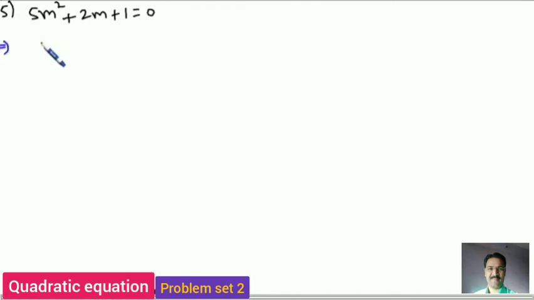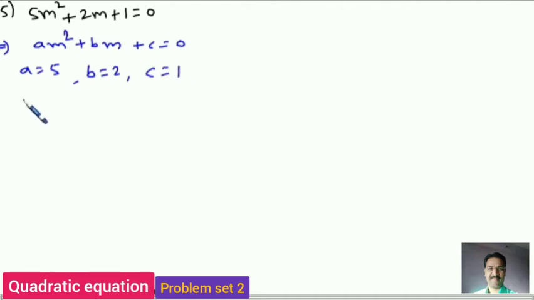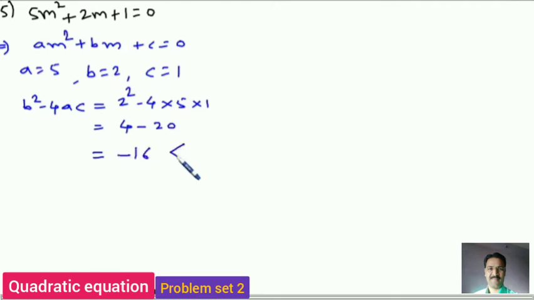That is am square plus bm plus c is equal to 0. Compare. a is equal to 5, b is equal to 2, c is equal to 1. Try to find the discriminant, which is b square minus 4ac, where b square is what? 2 square minus 4 into a for 5 into c for 1. Here it is 4. Okay, just look here, very simple and very important. Minus 4 5s are 20. Look here, it is minus 16, which is less than 0.